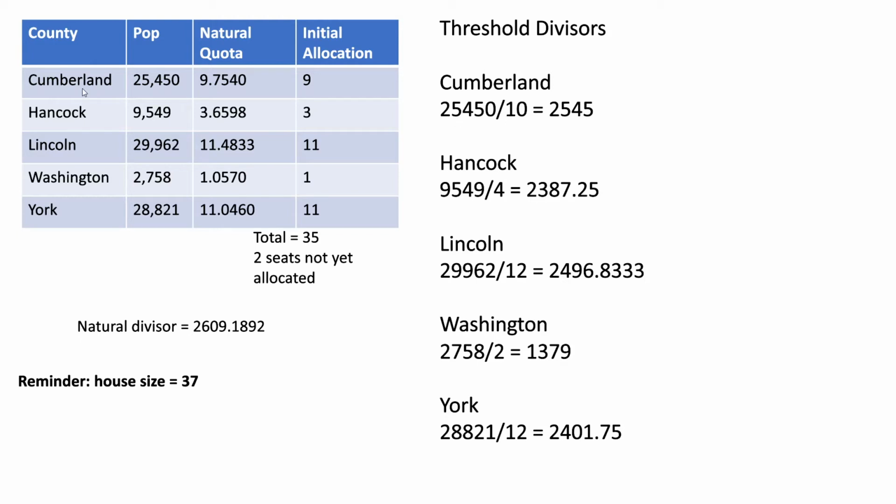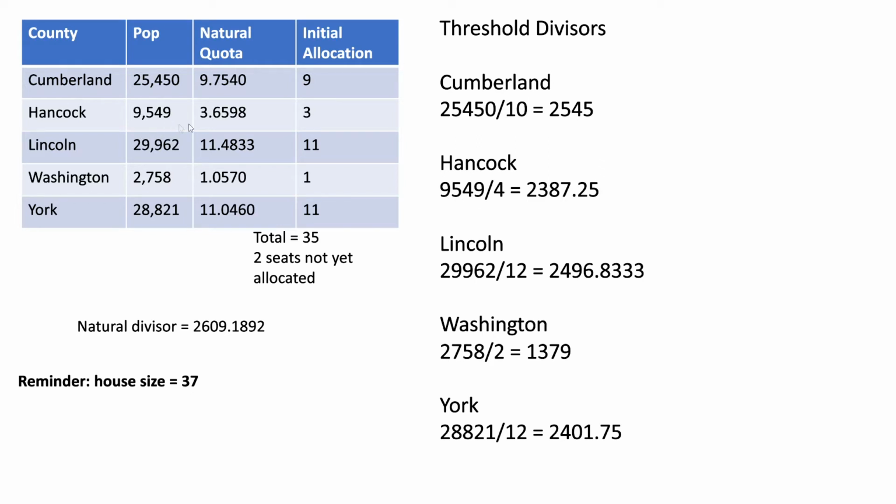In each case, we look at the state population and divide it by the number of seats we would like it to get. Originally, Cumberland got 9 seats, and because we want to give out more seats, because we still have 2 more seats to give out, we divide by 10. So that tells us if we use 2,545 as our divisor, Cumberland's going to end up getting exactly 10 seats. But that doesn't tell us anything about how many seats the other states are going to end up getting. Because remember, we don't want to give out too many seats. And we can go through and do this for all of the other states, and then we'll figure out which one we want to try.